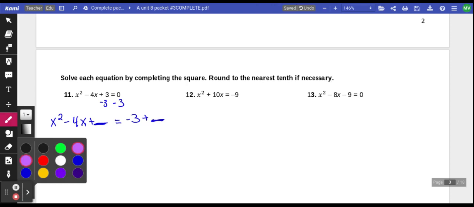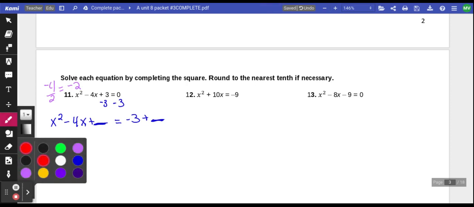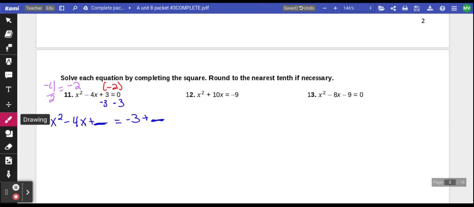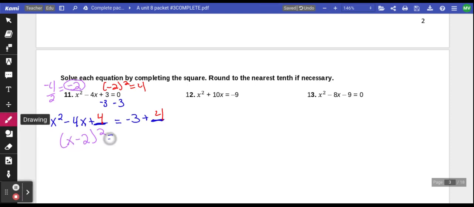How I figure out what that something is: I take my b, which is negative 4 in this case, divided by 2, which is negative 2. And then I take that value and square it. So negative 2 squared is 4. So I add 4 to both sides. Now that I added 4 to both sides, on the left I have a perfect square trinomial. What it's going to be is (x minus 2) squared, because it's always whatever I got when I divided by 2. And that equals 1, because negative 3 plus 4 is 1.